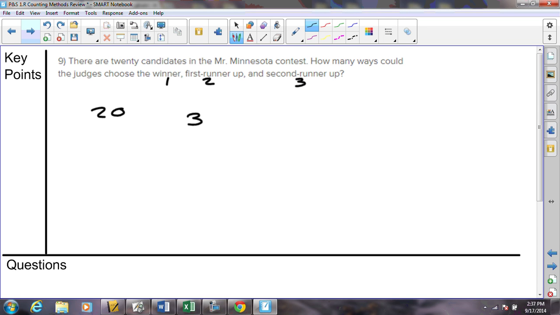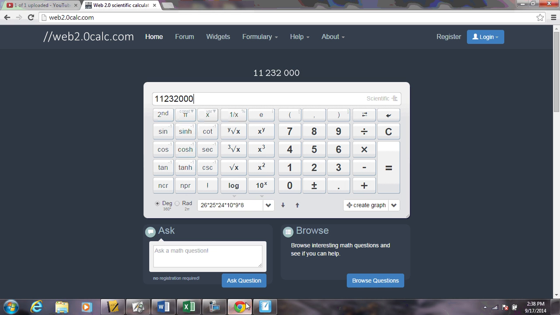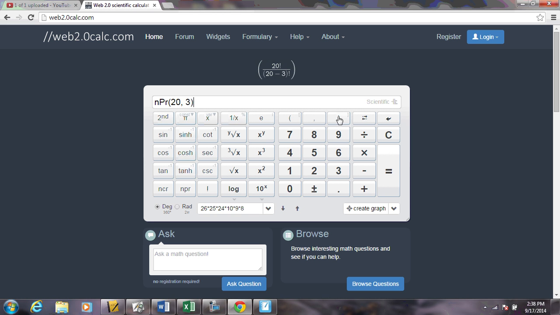Is this a permutation or a combination problem? This is permutation because who finishes first is important to the people in the competition. Well, just running over to our calculator now, 20 permute 3, nPr 20, 3, 6,840. And we'd get our final answer.